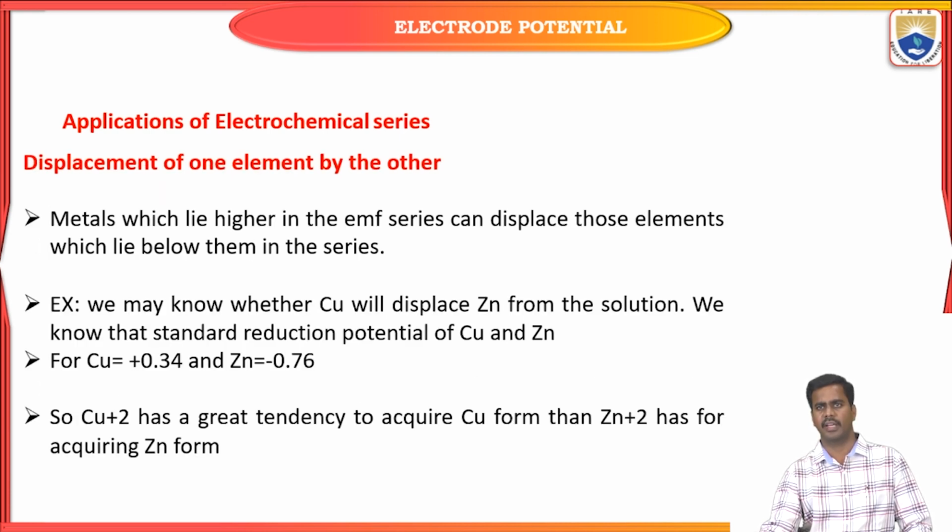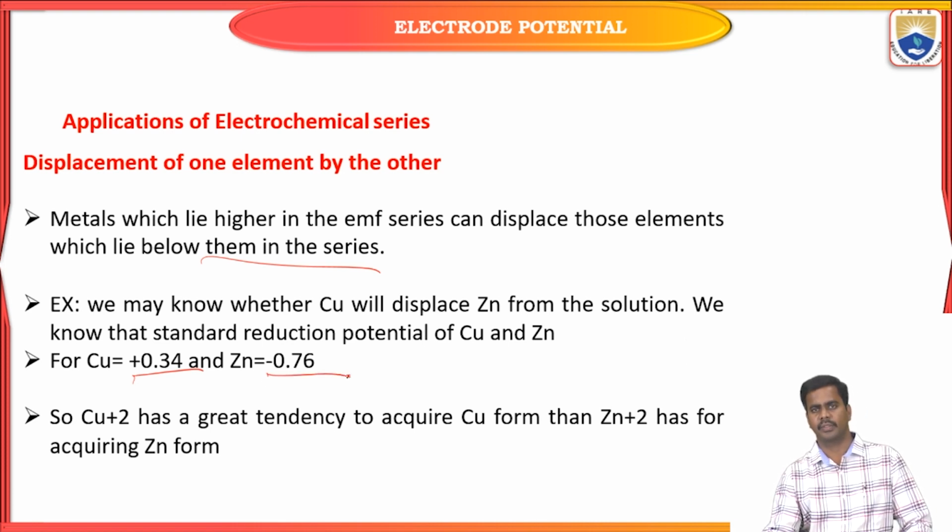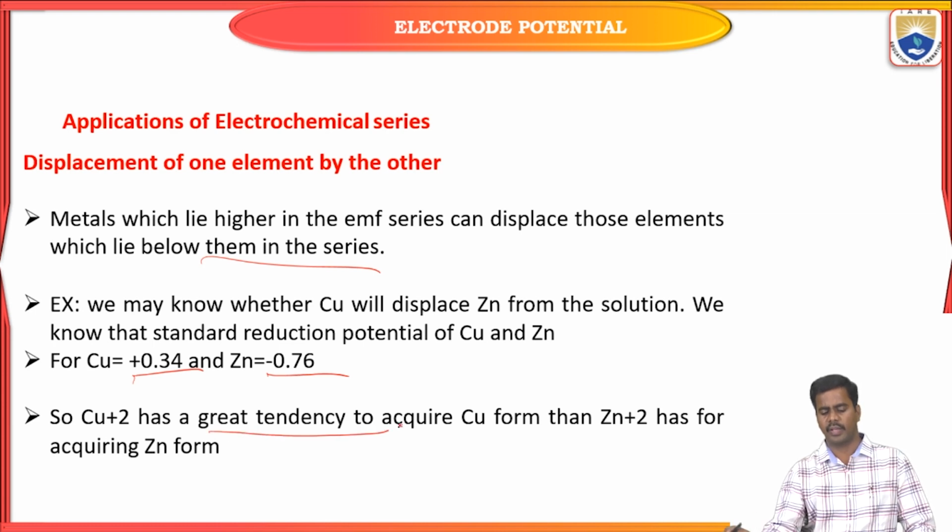Displacement of one element by another element. Metals which lie higher in the EMF series can replace those elements which lie below them in the series. For example, if you take zinc and copper, the standard potential for copper is plus 0.34 and for zinc is minus 0.76. So copper has a greater tendency to acquire the Cu form, that is the neutral copper form, than Zn plus 2 has for acquiring the zinc form.